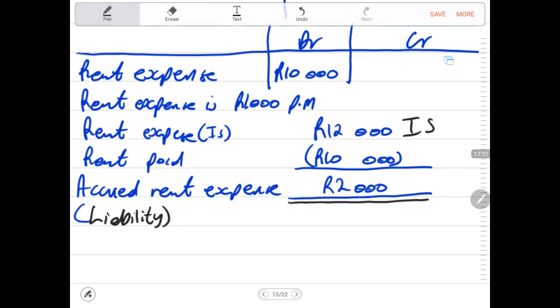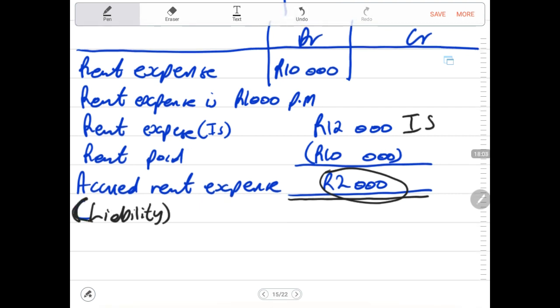Now we are saying that 2,000 is accrued, meaning amount not yet paid but was supposed to be paid during this period. Therefore we say this is accrued expense, and accrued expense is a liability. So we agree on that. Therefore now we need to record a general journal for this. General journal will debit. Remember, this is a liability. We need to debit our rent expense.